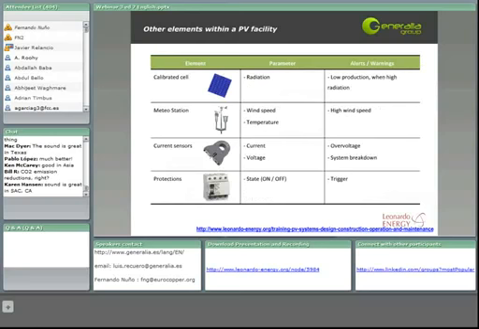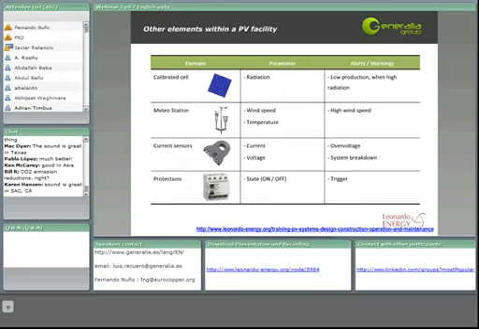Here we can find other elements that are also able to be monitored within a PV facility. The most typical ones would be the calibrated cell and the meteo station. With the calibrated cell, we can monitor the radiation from the sun, so we can detect if the panels are producing lower energy than they should produce when there is a higher radiation. With the meteo station, we can detect the wind speed and the temperature. The temperature is important to know if the panels are producing the energy they should be producing.